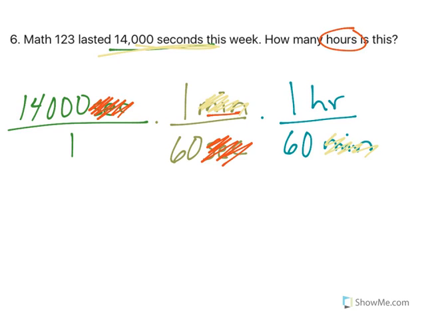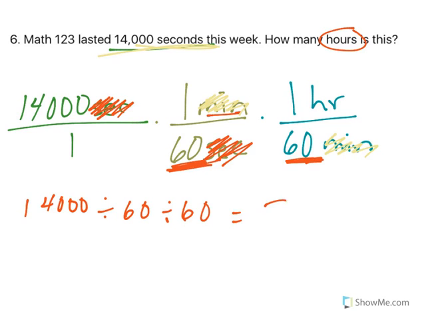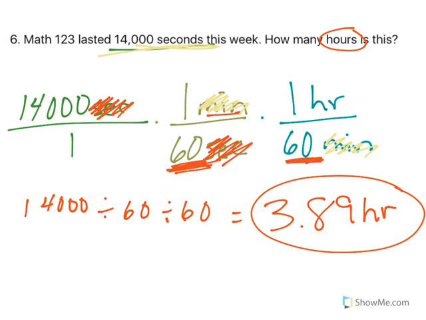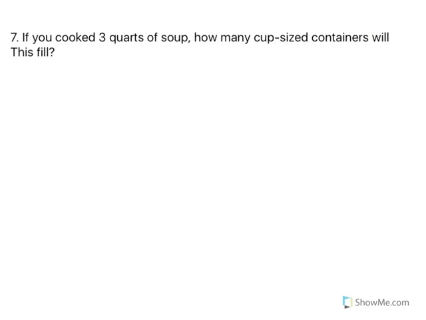So now, because of this, I start with 14,000. This 60 is in the denominator, so I divide by 60. This 60 is in the denominator, so I divide by 60. So 14,000 divided by 60 gives me 3.89 hours. So any number in the denominator you divide, any number in the numerator you multiply. And again, my label, hours.